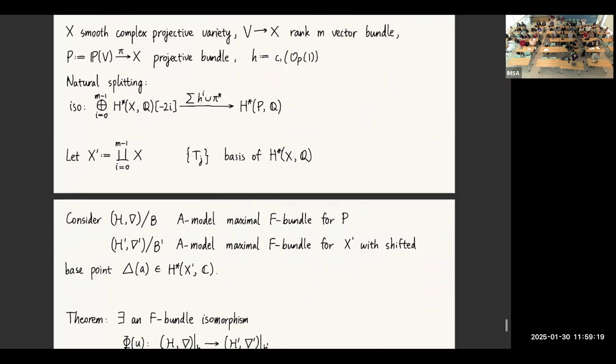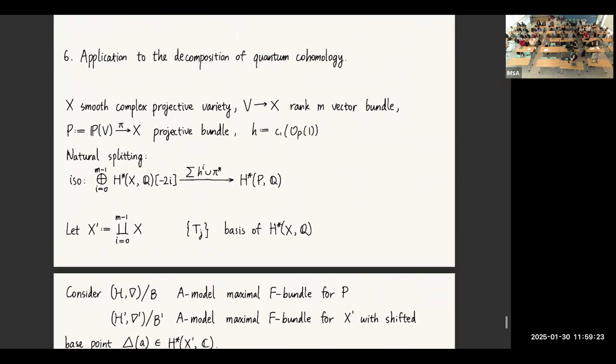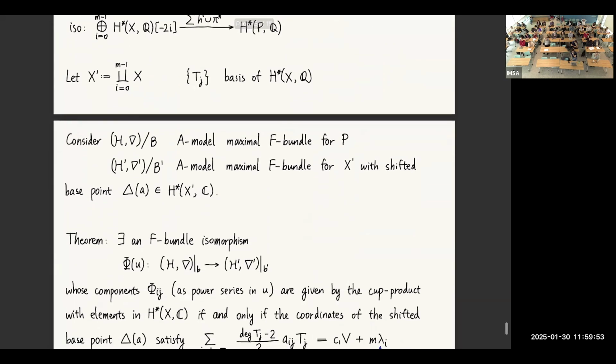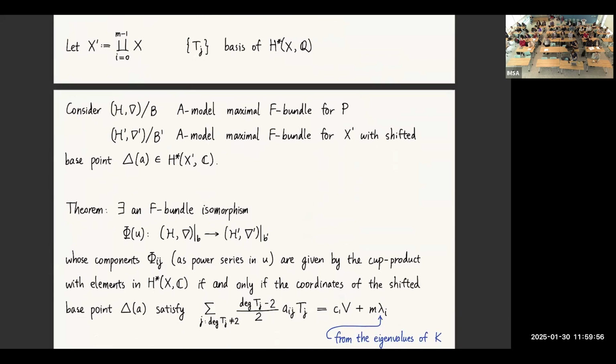So, for example, in the case of a projective bundle, we have this natural splitting of the cohomology of a projective bundle, and then we consider the maximal F-bundle associated to the projective bundle and also the maximal F-bundle associated to the disjoint unions of this base space X. We can compare these two maximal F-bundles. What's delta and what's A? Delta and A are to be determined in this theorem.